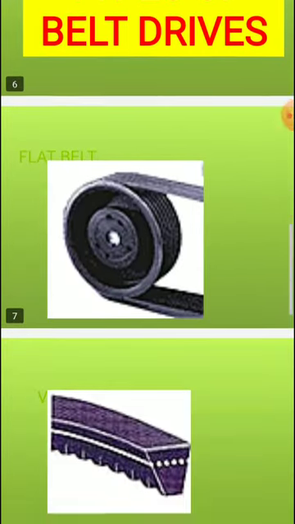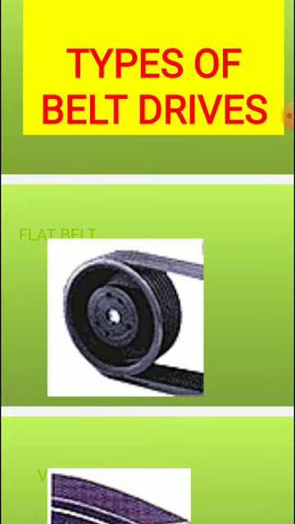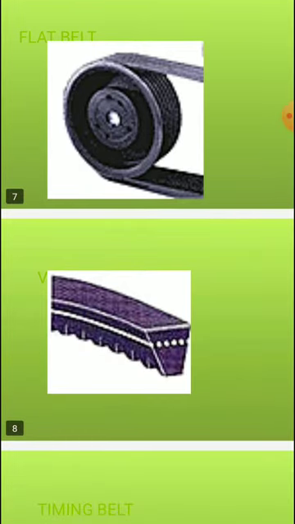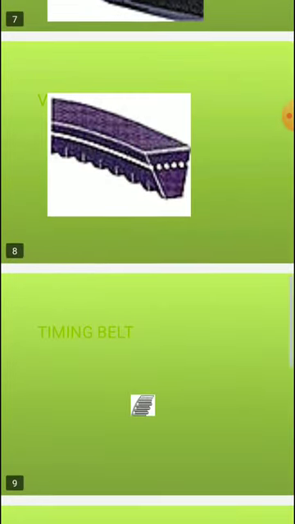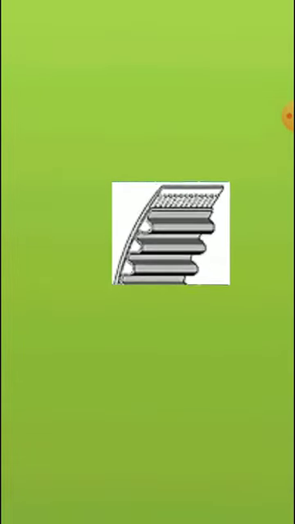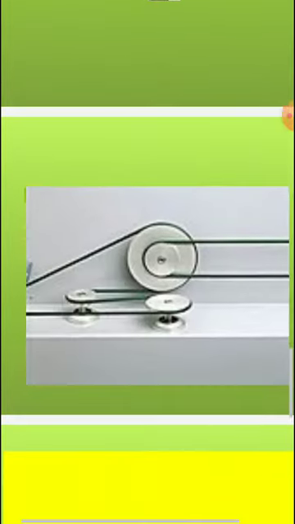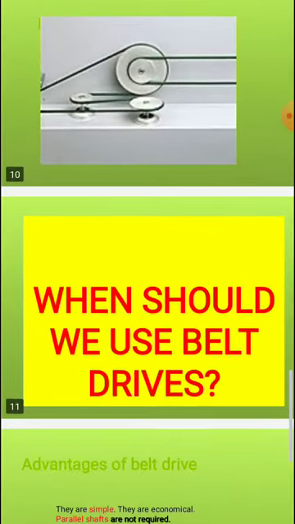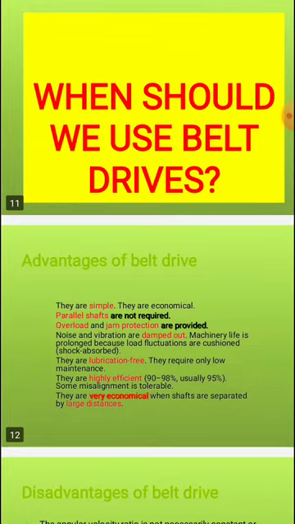What are the types of belt drive? One is the flat belt drive, which we can see in the current slide. Then there is a V belt drive. Then there is a timing belt drive. The timing belt drive looks like this. It's a very small figure, a kind of thumbnail, I guess. So, when should we use the belt drives?